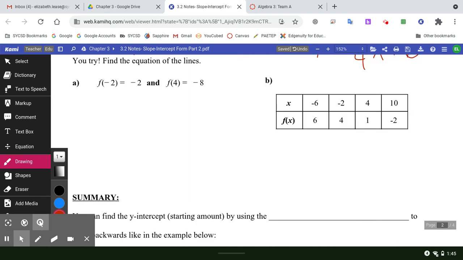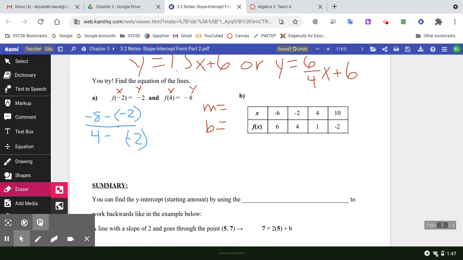Next, there are 2 that I would like you to try on your own to find the equation of the lines. Go ahead and hit pause. Before you do, actually, just a reminder with function notation, this first number represents x for the input, and then the second number represents the output. So in both of these cases, you're going to have to find both the rate of change and the y-intercept. So go ahead now and pause the video to try it out.